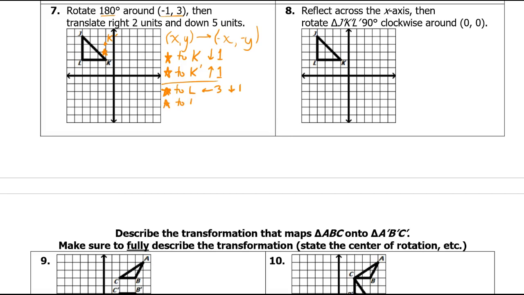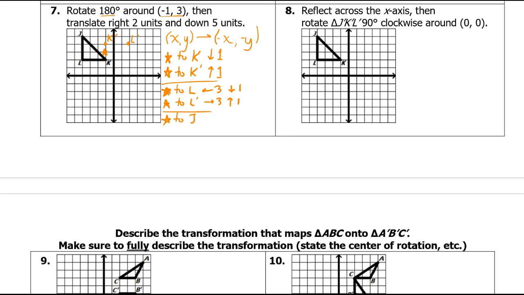So we'll rotate those arrows. To get to L prime, instead of left, I'll go right 3. Instead of down, I'll go up 1. Remember, 180 degree rotation just says do the exact opposite. Instead of left and down, go right and up. So I'll go right 3, up 1. There's L prime.